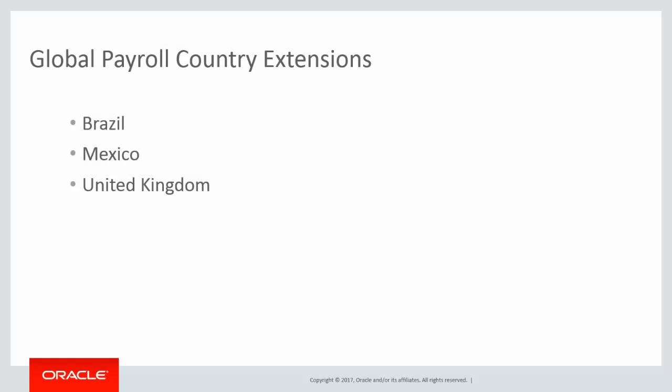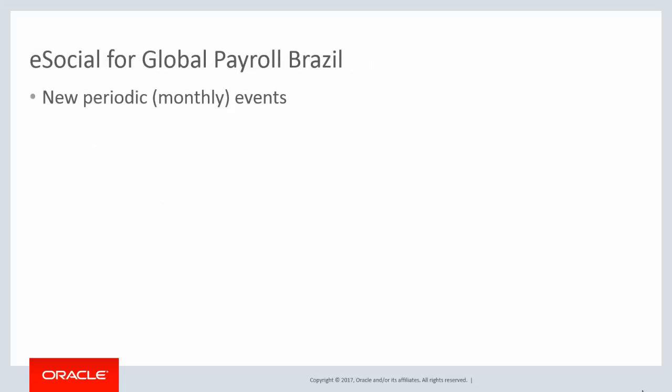HCM Image 23 delivers global payroll country extension enhancements for Brazil, Mexico, and the United Kingdom. eSocial is a nationwide reporting system in Brazil. It streamlines the transmission of workers' HR and payroll-related information from companies doing business in Brazil to the government in a centralized framework.